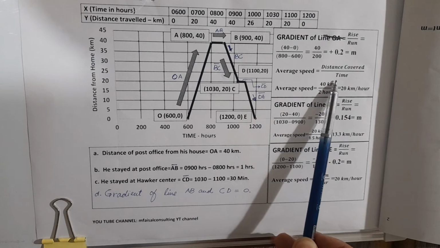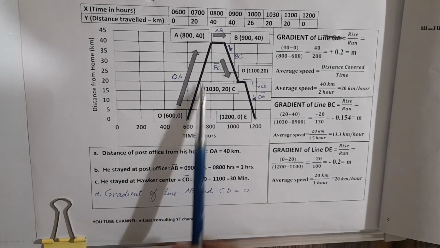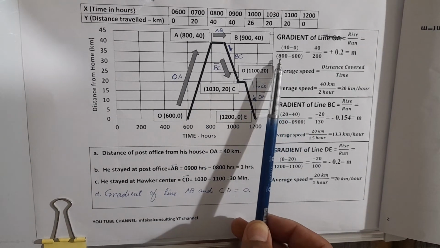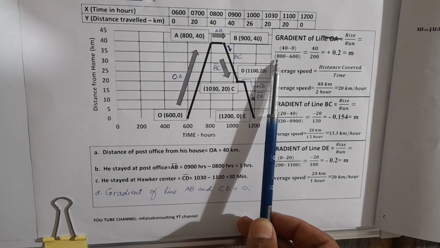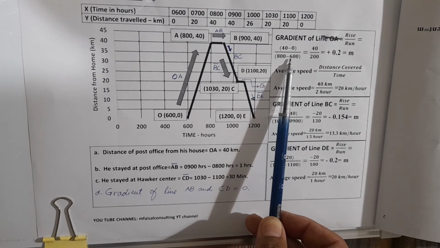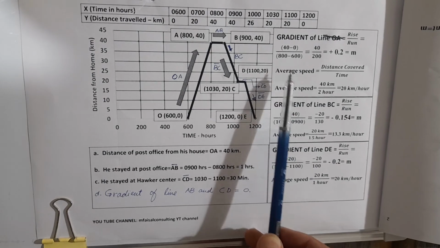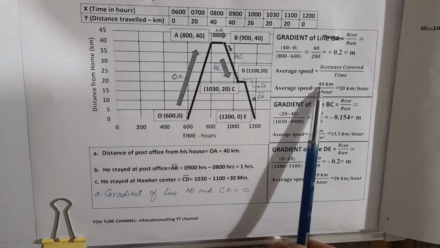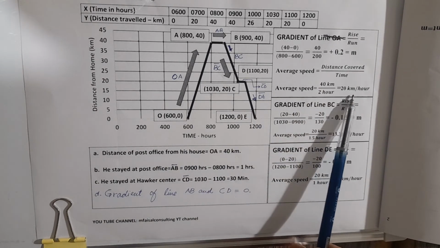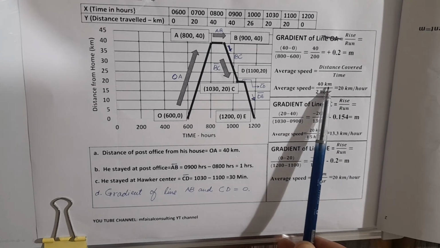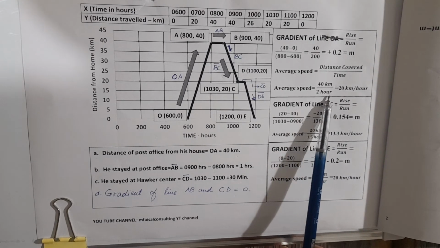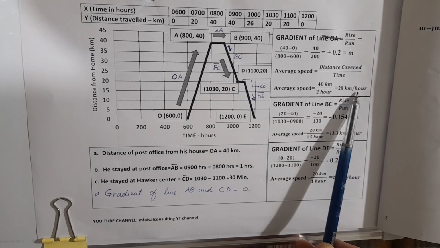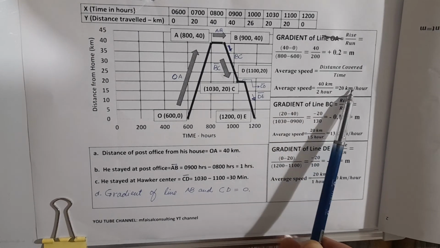Average speed, distance covered divided by time. So he covered the distance of 40 kilometers in 2 hours. If you subtract 600 from 800, it's 2 hours. This is the time in hours. So 40 divided by 2 is 20 kilometers per hour, because 40 kilometer distance covered, time taken 2 hours. So his average speed was 20 kilometer per hour.